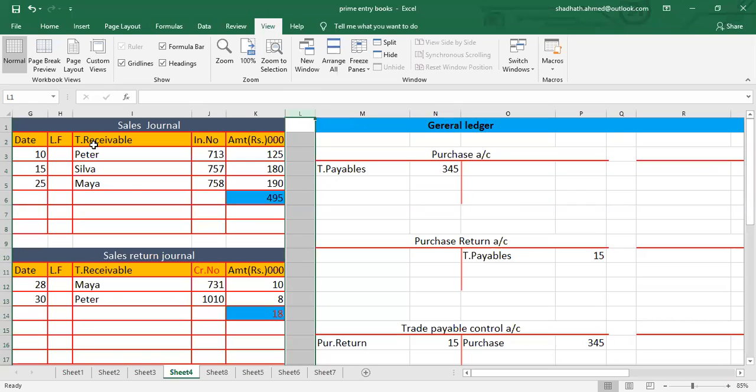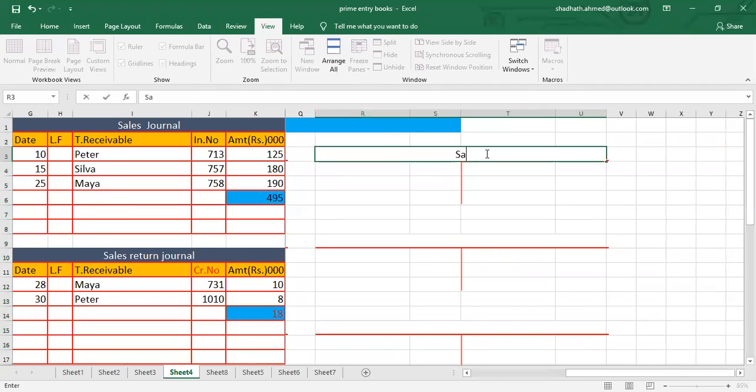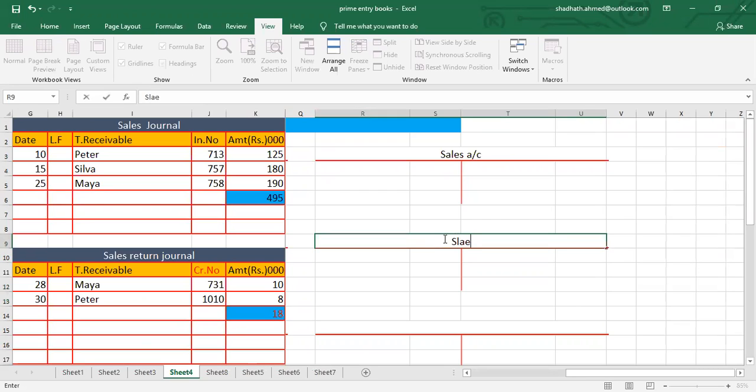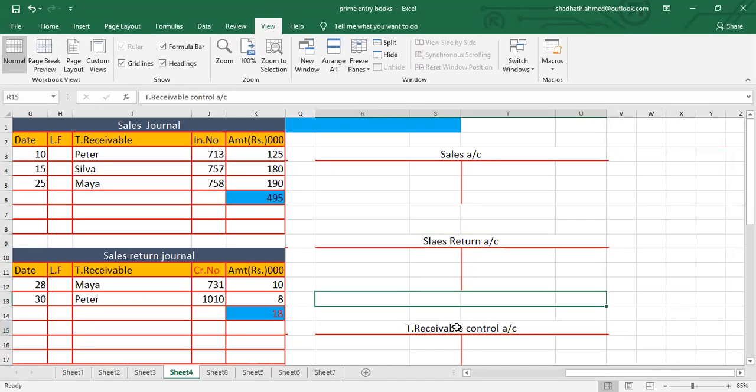Okay, now let's come to sales journal and sales return journal. When you come to sales journal and sales return journal, what are the accounts we need? Sales account, sales return account, and finally trade receivables account. So trade receivable control account, sales account, sales return account.